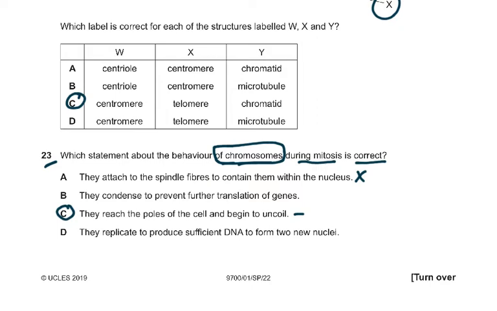And they replicate to produce sufficient DNA to form two new nuclei. Two new nuclei. The nucleus has a nuclear membrane, and inside it we have the chromosomes and the nucleolus as well. So that was wrong also, it is not two nuclei. The two nuclei would be in telophase, but that involves the nuclear membrane, not just the chromosomes. They only want to know about the behavior of the chromosomes.